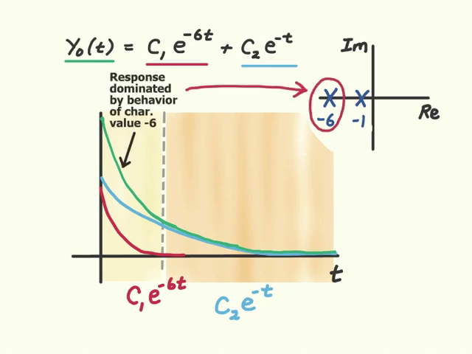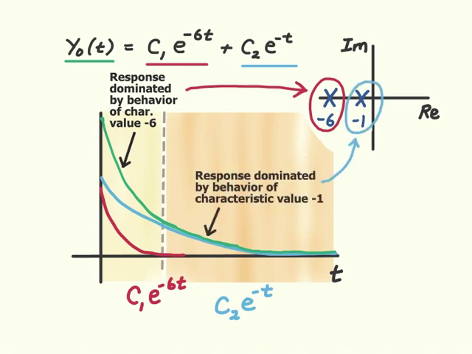So the location of the characteristic values in the complex plane tells us something about the response to initial conditions. The characteristic value at -6 tells us that the short time behavior will be dictated by the decay e to the -6t. The longer term behavior is due to the response of the mode e to the -t. So the long-term response is dictated by the characteristic value that's at -1.